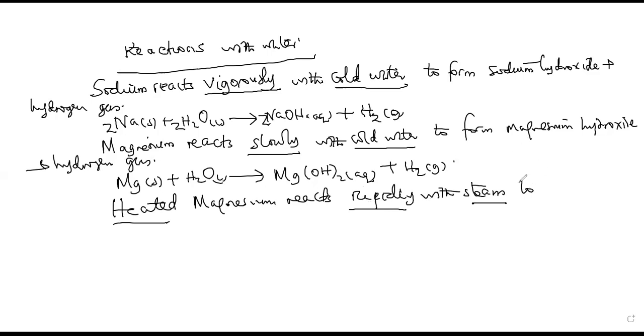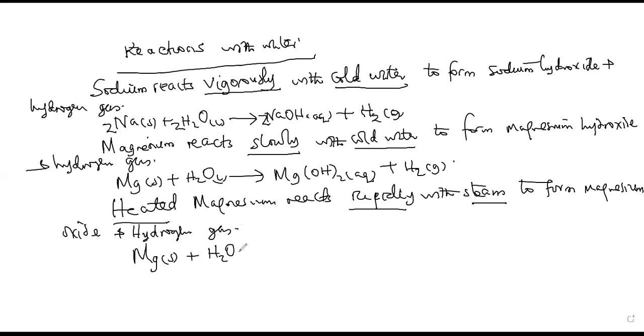When it reacts with the steam, it forms magnesium oxide and hydrogen gas. So we shall have magnesium reacting with steam, which is what I said, to form magnesium oxide and hydrogen gas. That is it.